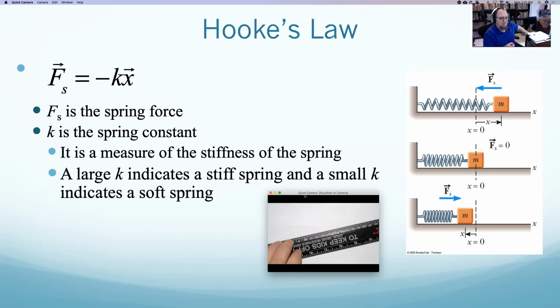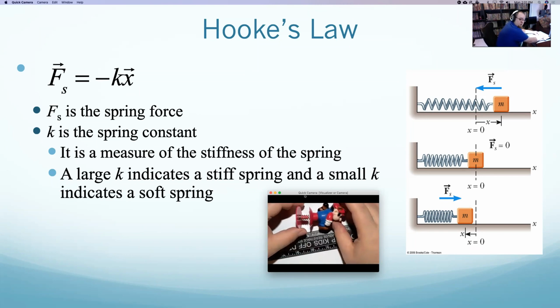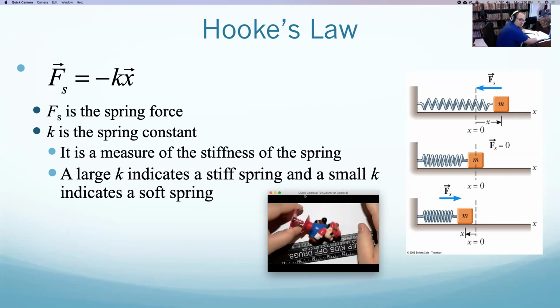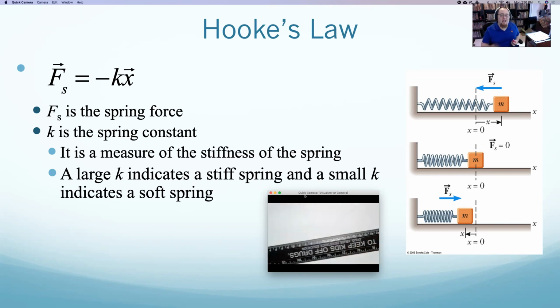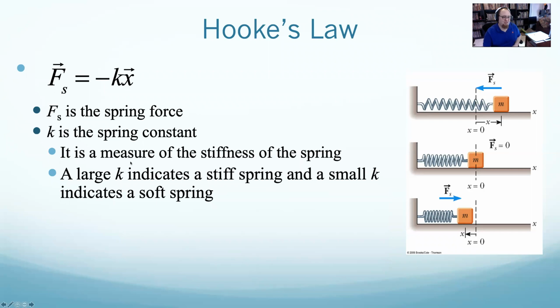What's of note, though, is that negative sign. That negative sign represents that x and F are always in opposite directions. If I pull Mario to the right, the force is to the left. If I push Mario to the left, the force is to the right. x and F are always in opposite directions.